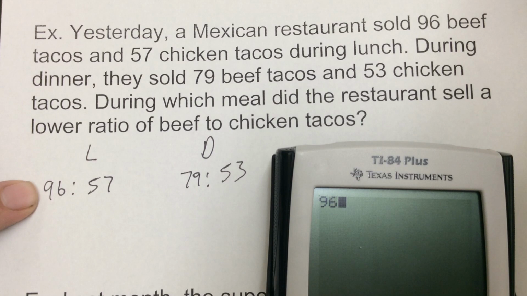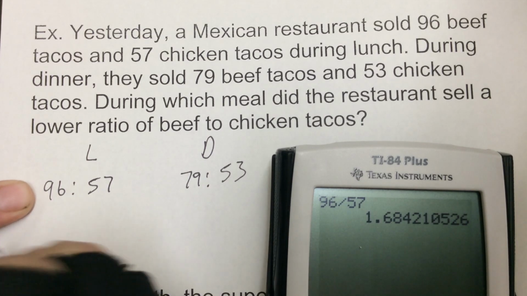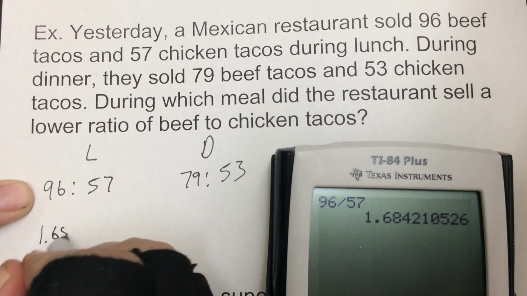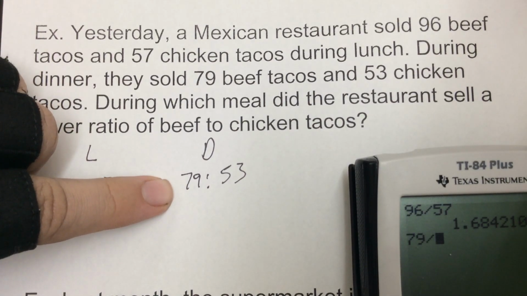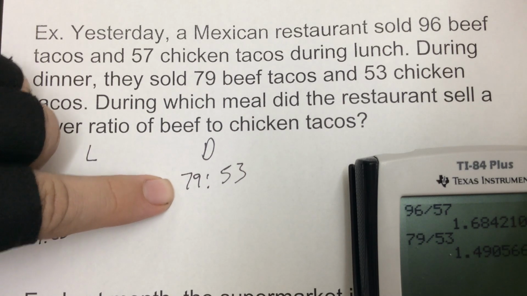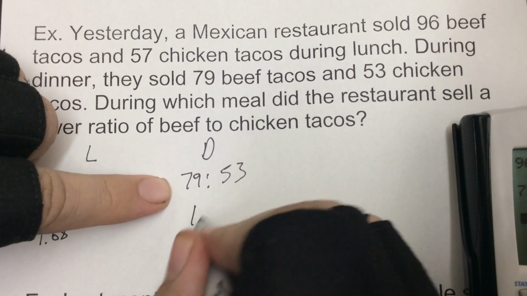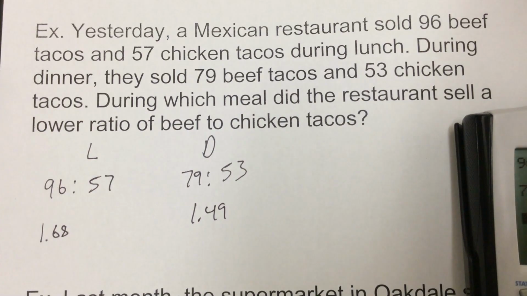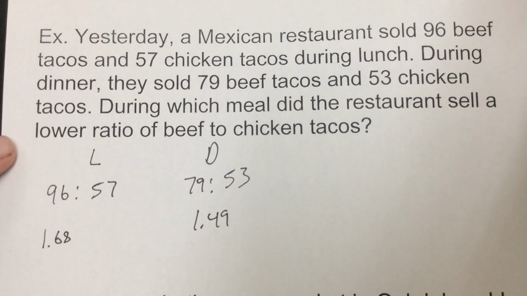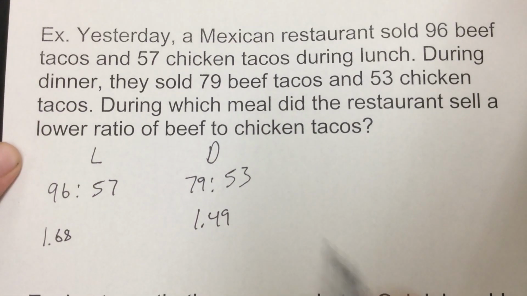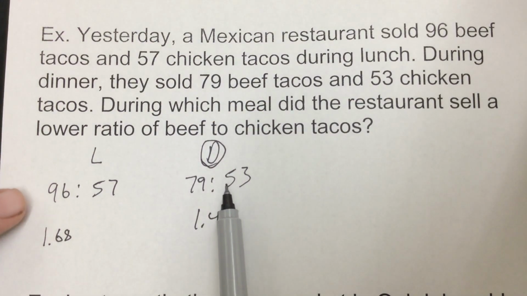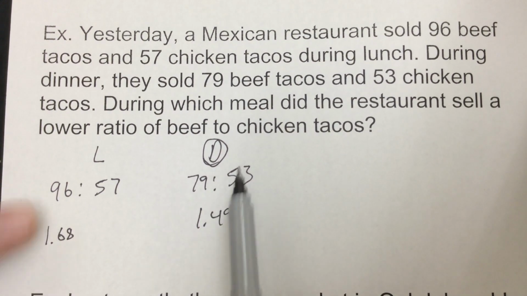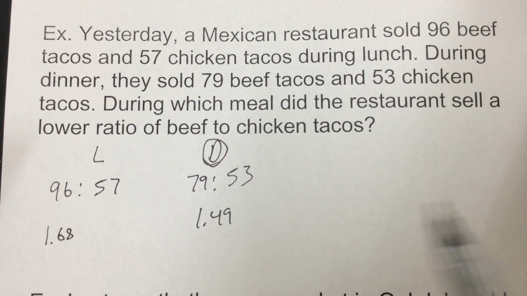So I'm going to do 96 divided by 57. So the first number divided by the second one again. And so this would be 1.68. Same thing over here: 79 divided by 53. So 1.49. So which one is the lower ratio of beef to chicken? Well, the dinner is the lower. So back up here to the original, it looked that way, but we can always use your calculator to make sure. Okay.